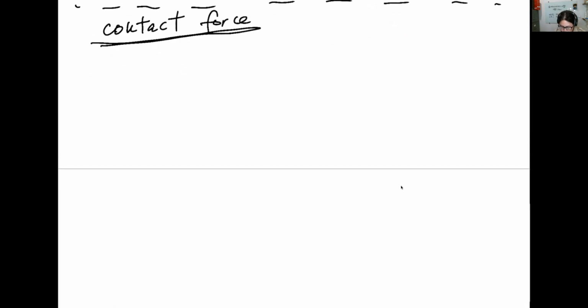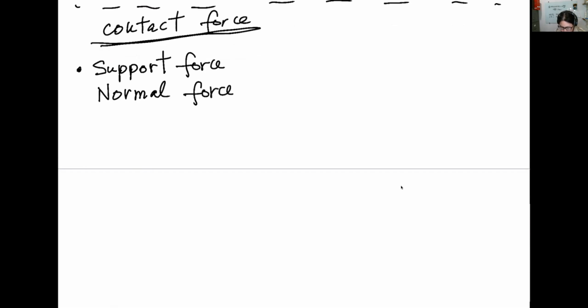I'm just going to write it on a different page. And now I'm going to talk about contact force. Among the contact forces, there is something called support force, or I also call it normal force. Typically I use the letter N to denote a support force.